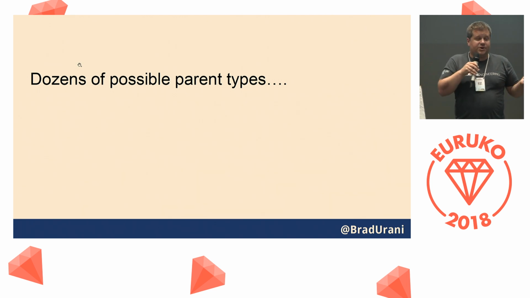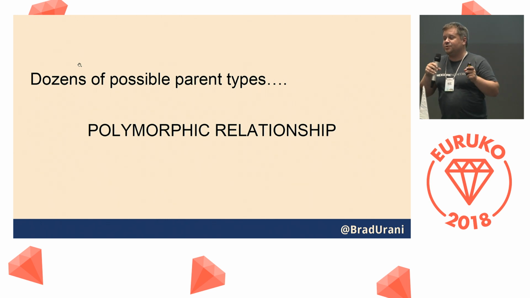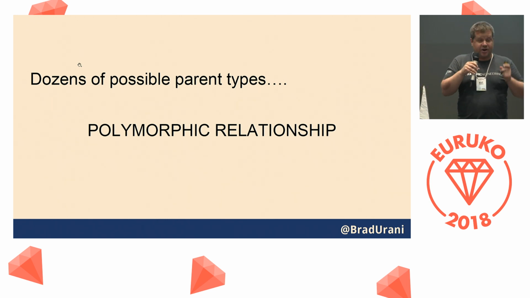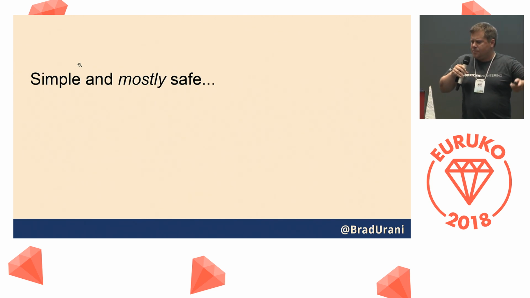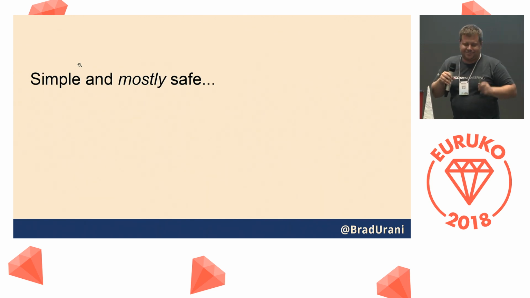How do we make that relationship? What is the best choice in this case? Any guesses? Polymorphic relationships. That is where this really shines, when you have a large and growing number of parent types. It's simple and mostly safe. It's built into Rails.